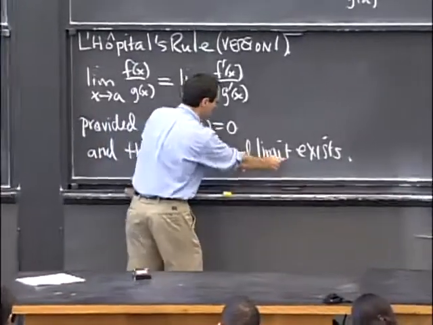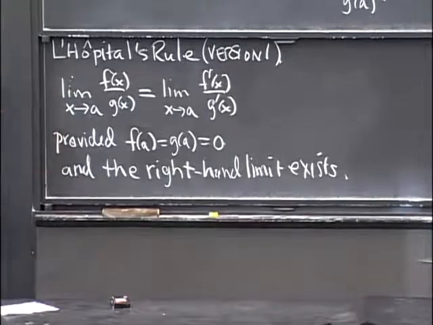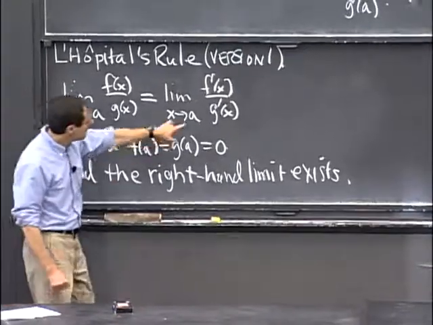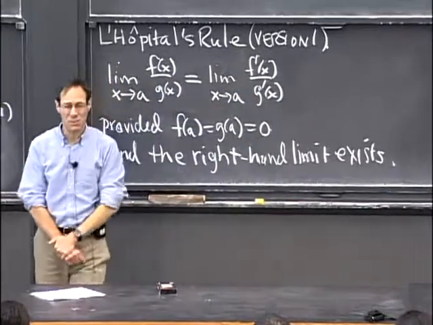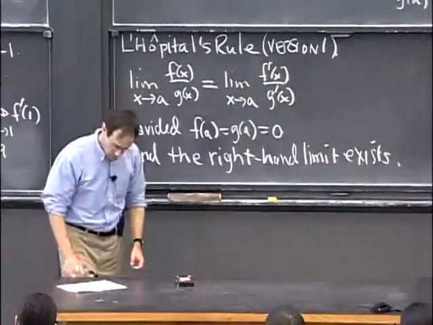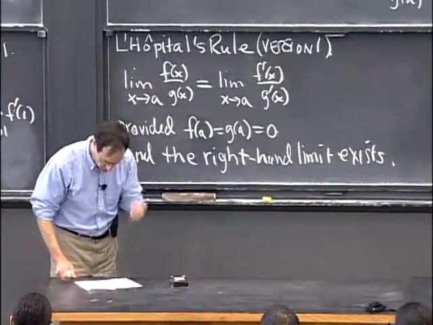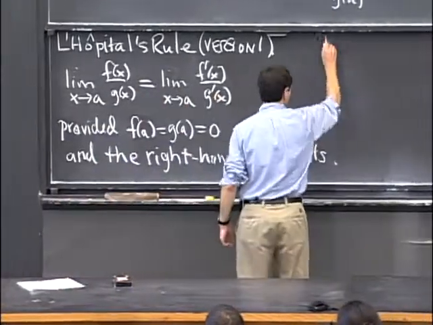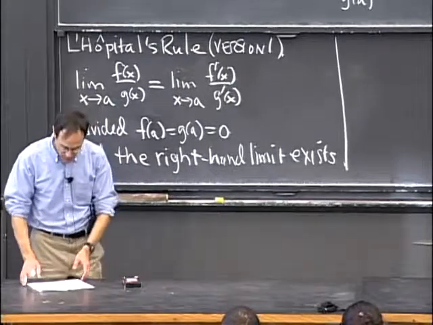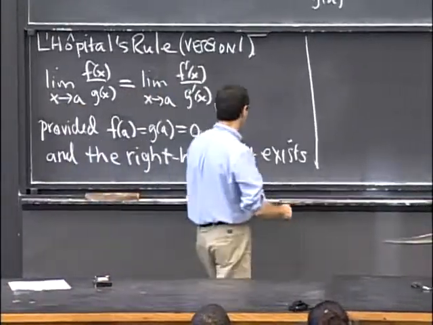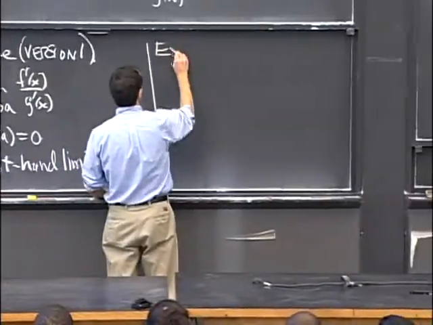It works if this limit makes sense and this limit exists. Now notice I didn't claim that the denominator had to be non-zero. So that's what's going to help us a little bit in a few examples. Well, so let me give you a couple examples, and then we'll go further. Now, this is only version 1, but first we have to understand how this one works. So here's another example.